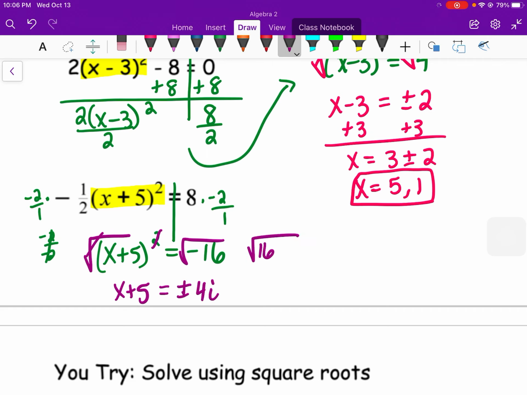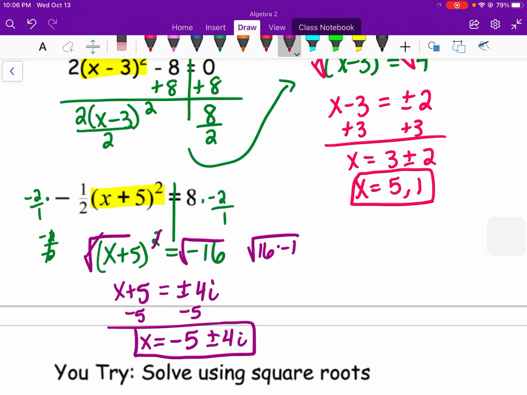We get the square root of 16 is 4, and the square root of negative 1 is the i. And so that's where the square root of negative 16 comes from, the plus or minus 4i. Then we subtract 5 from both sides, and we get x equals. We're going to write it as the real part first, and then plus or minus 4i. So these are two complex solutions. Really, it's negative 5 plus 4i, and then my second complex number is negative 5 minus 4i. So I have two complex solutions for this example.